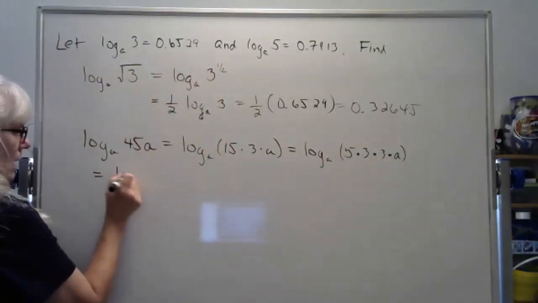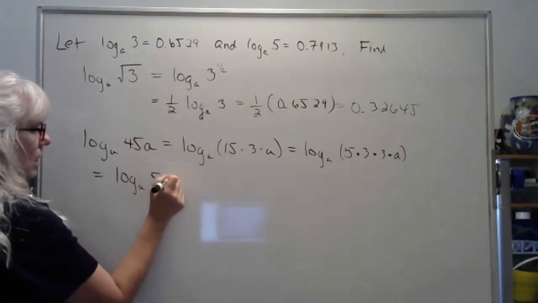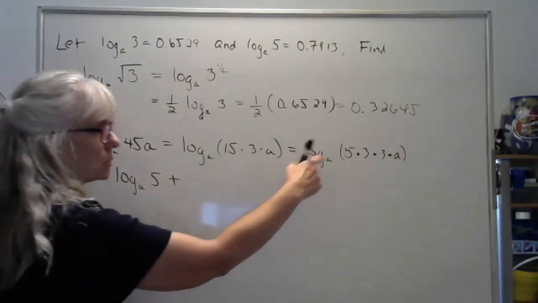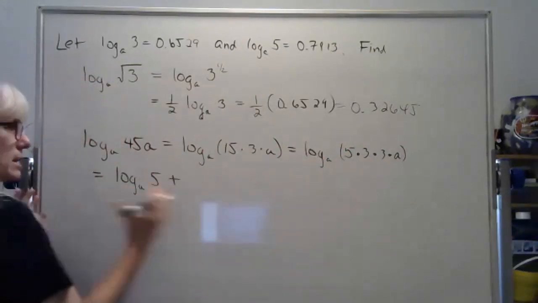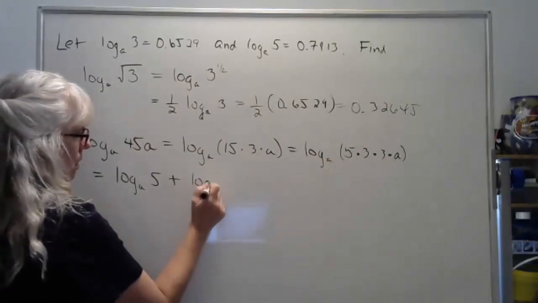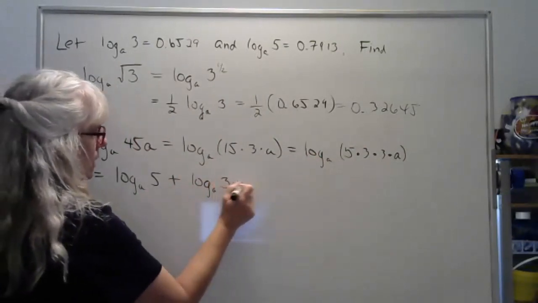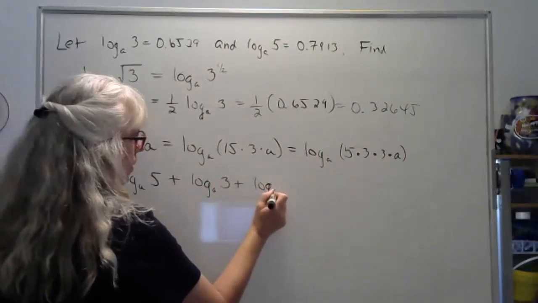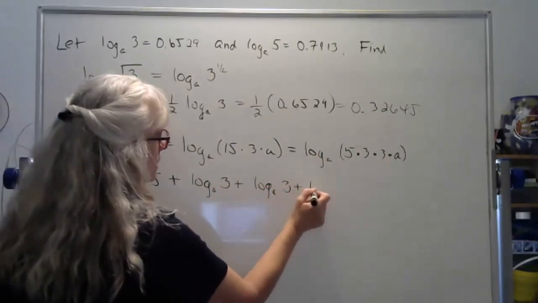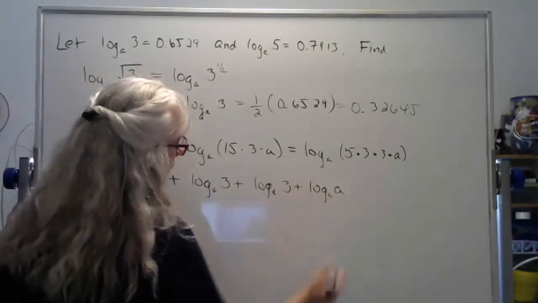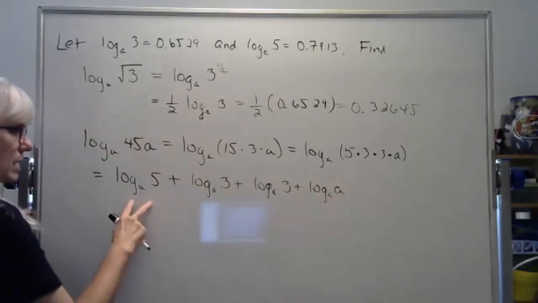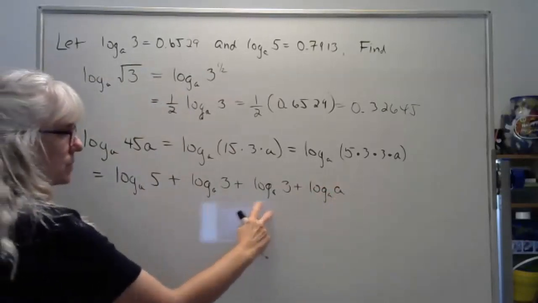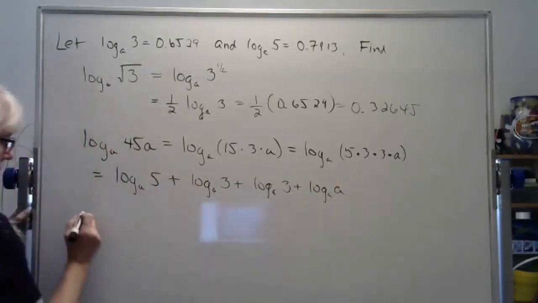So that gives me log base A of 5 plus, at every one of those multiplication symbols, we now separate into terms. Log base A of 3 plus log base A of 3 plus log base A of A. So I have a log base A of 5, a log base A of 3, and I have 2 of those, and then a log base A of A.